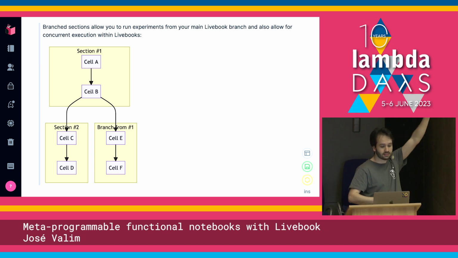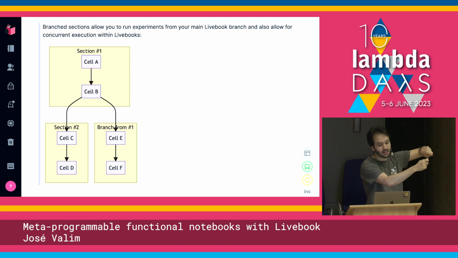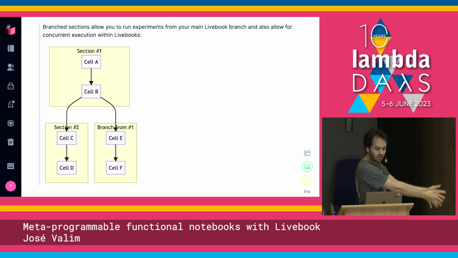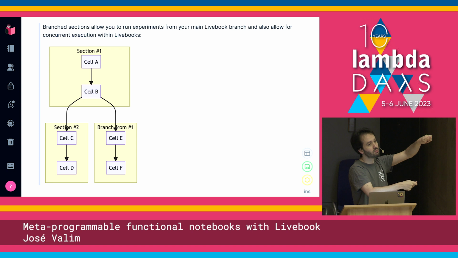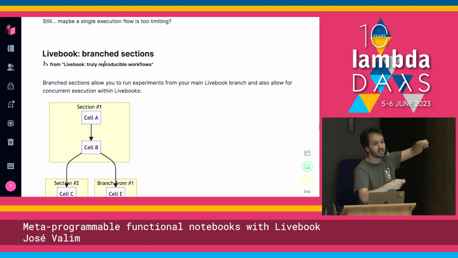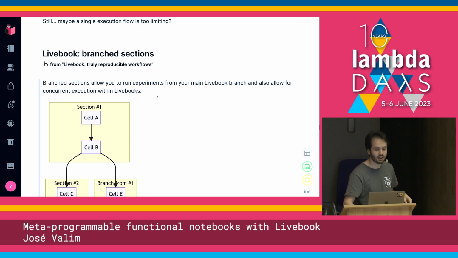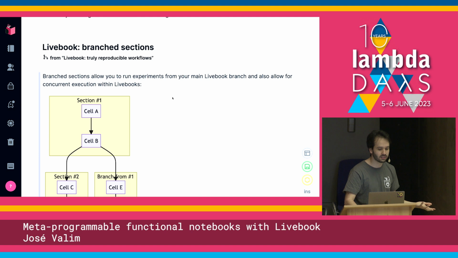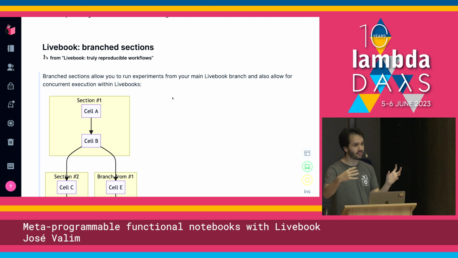So here I have a section 1, and from the last cell, I have the regular workflow, but I can say, I want to start a new branch. And this new branch is now running concurrently, right? This section that I have here right now is a branched section, and we have this note here that says, hey, it branched from that section. So this is really cool because now we are starting to incorporate the idea of concurrency into the notebook.